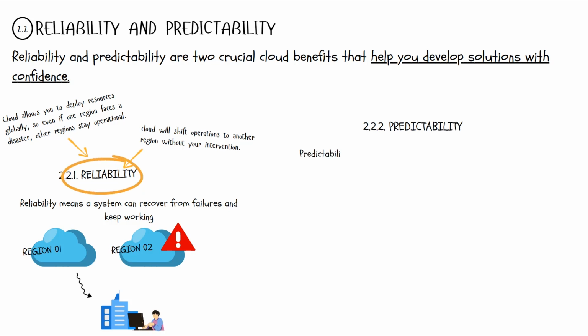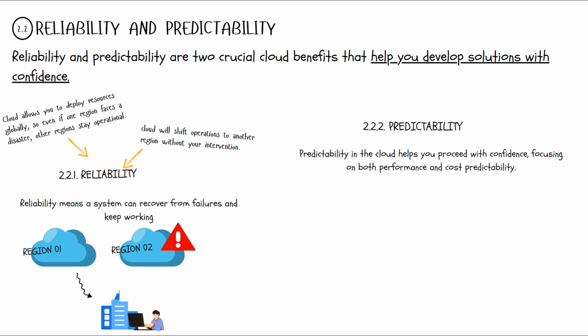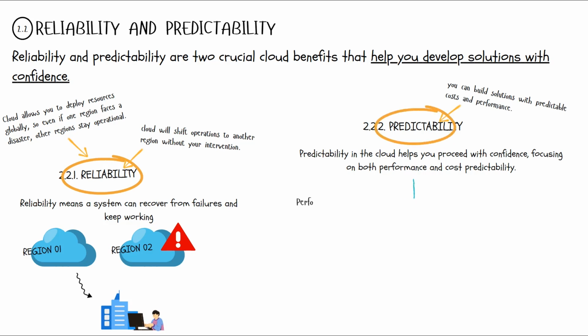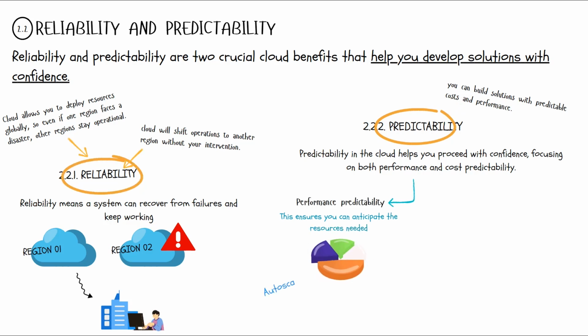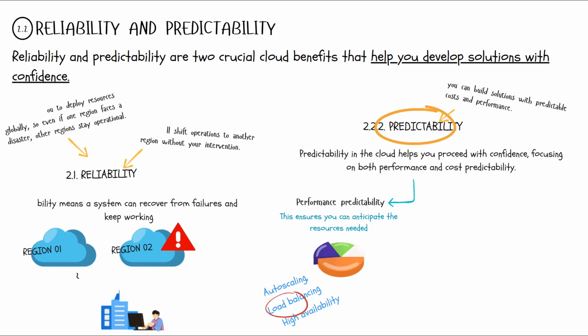Predictability in the cloud allows you to plan with confidence. It covers both performance and cost predictability. When a solution is built using cloud, its cost and performance are easier to predict. Performance predictability involves forecasting the resources needed to ensure a positive experience for your customers. Cloud features like auto-scaling, load balancing, and high availability help with this. Auto-scaling adjusts the resources available to meet demand, and load balancing distributes traffic to prevent overloads in any one area.